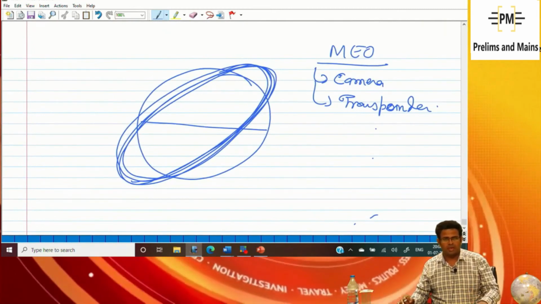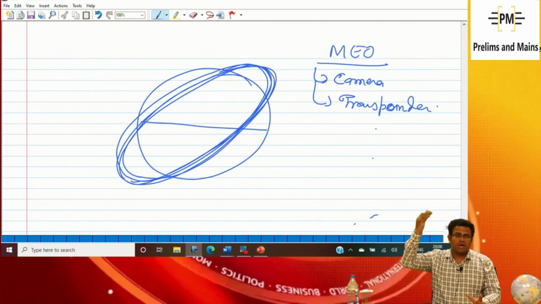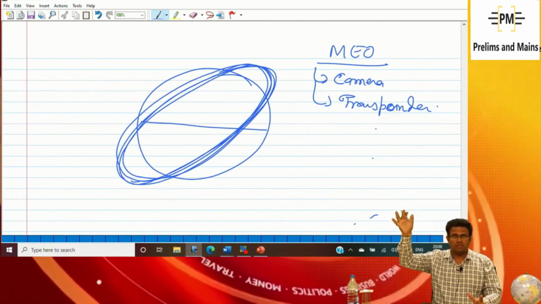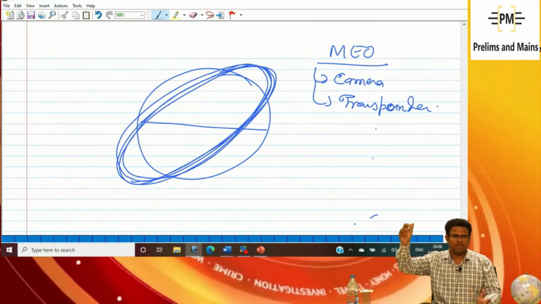In low earth orbit there is a better camera, but the transponder they can utilize only a little bit. In geo earth orbit the transponder is better, and they can also utilize cameras, as I said, but it is not that much better.